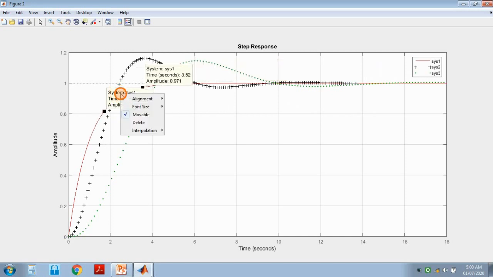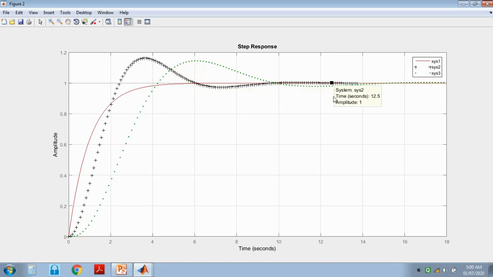For the second system, the black color plot, the maximum amplitude that we can observe is 1.16. So there is a 16% overshoot, and it takes near about 12 seconds, more than 10 seconds, to settle down.